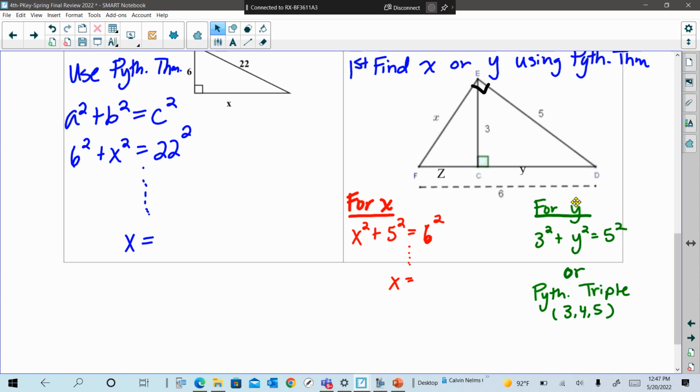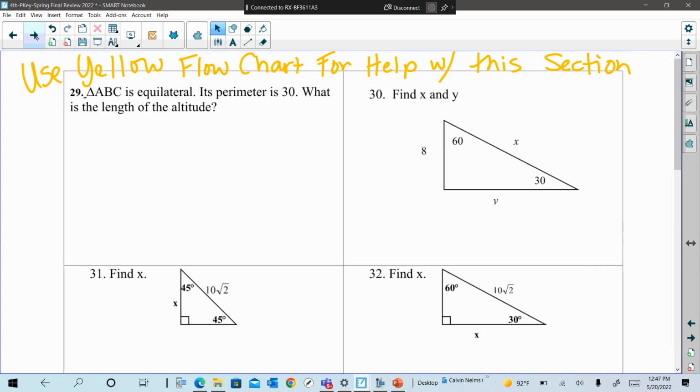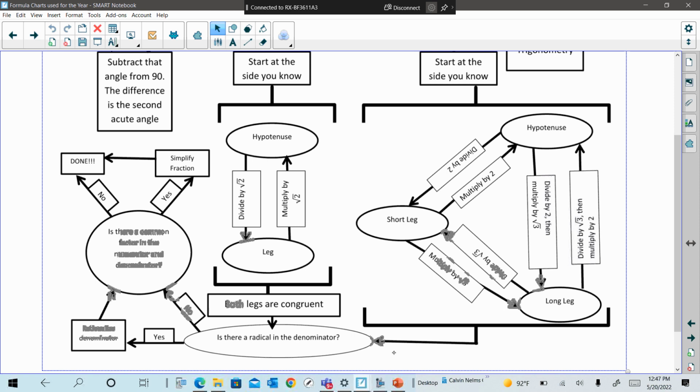All right, so then when you get to the next page, now you need to use your yellow flow chart. I gave you a copy of this flow chart right here. This could help you on this next section of problems. Yes, I will give it to you. Yellow and pink, like the flow charts I referred to on the review, I will provide them for you.